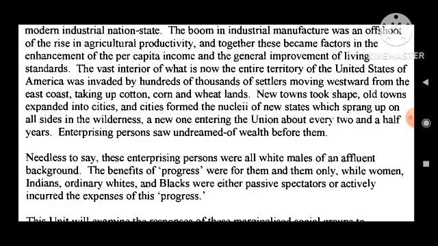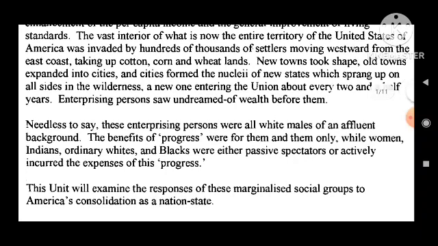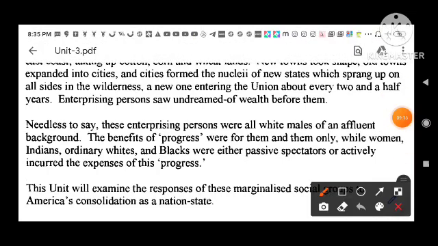Needless to say, these enterprising persons were all white males of an affluent background. So here is the main key point. These are all white males, okay, of an affluent background. So white males, here is the main key point, you can note down.